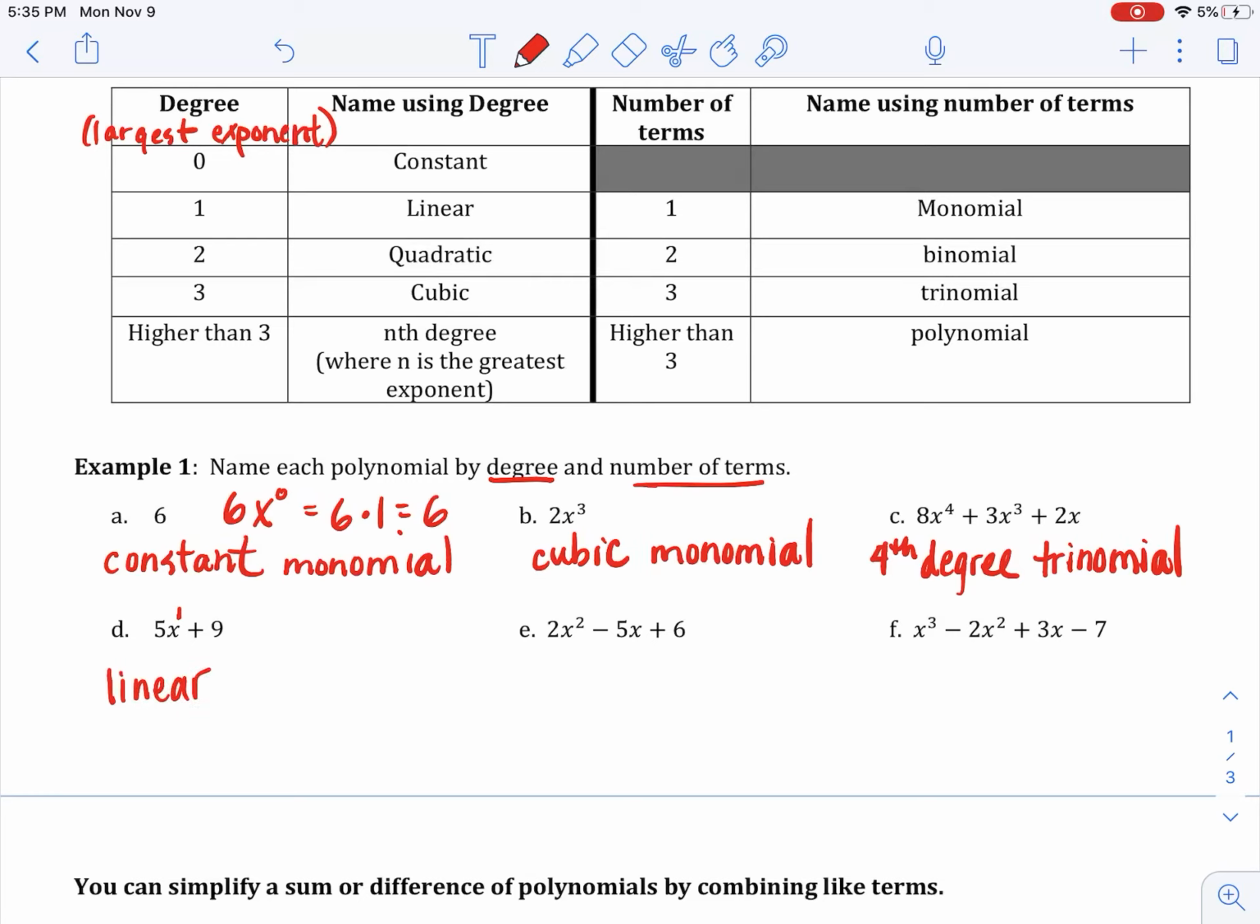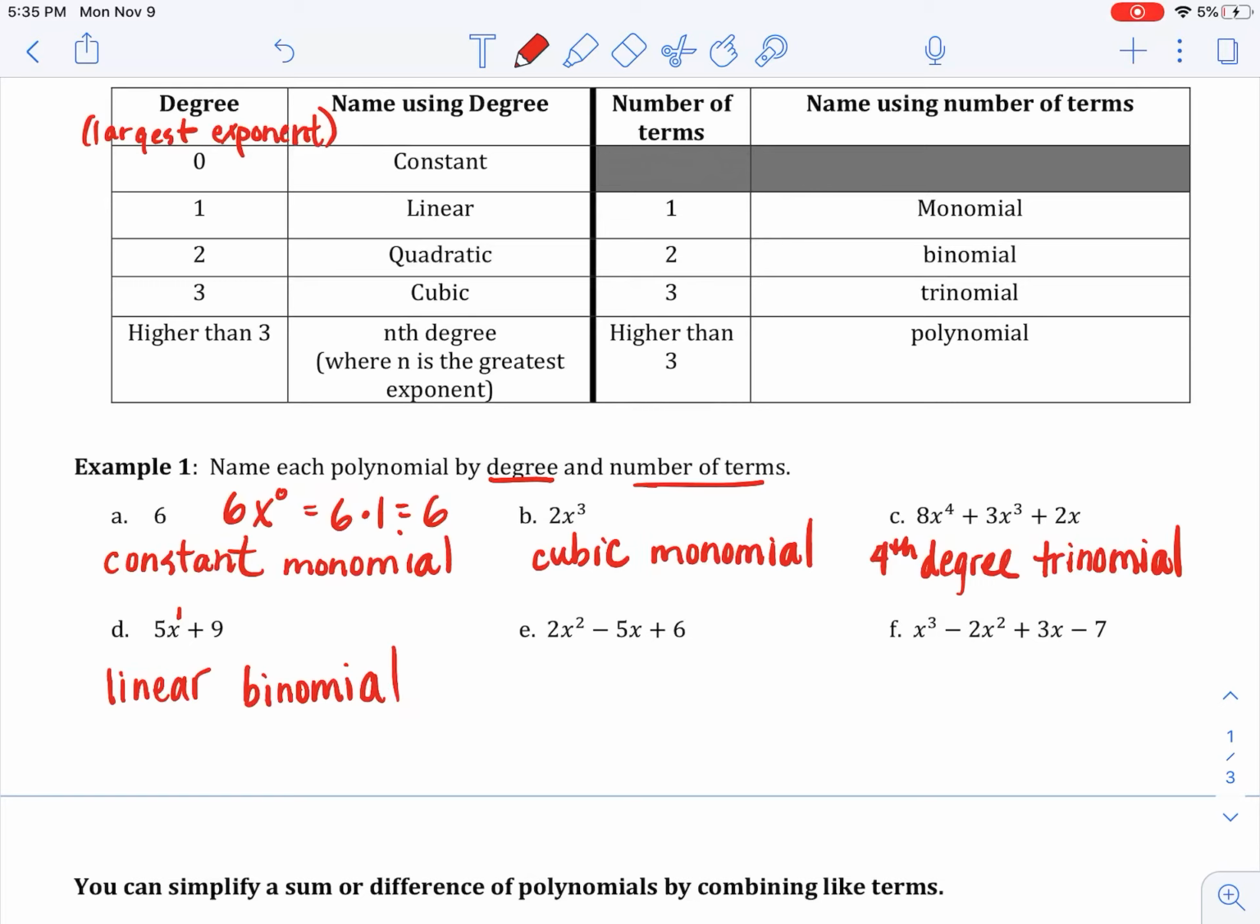The second name, we go over to the second part of the table. The second name is based on how many terms you have. You have 2 terms connected with a plus sign, so that's called a binomial. So we have a linear binomial in example 1d.